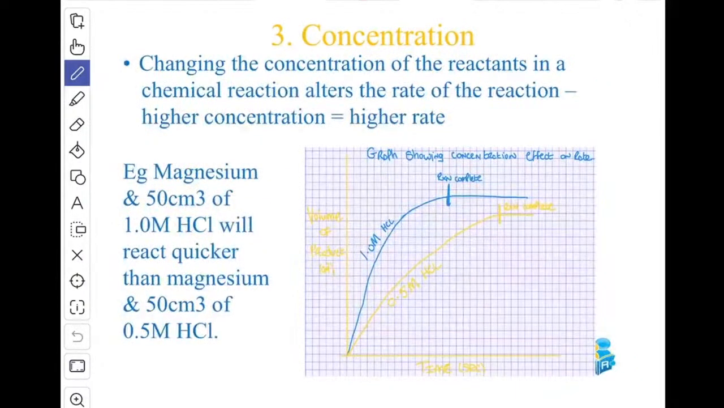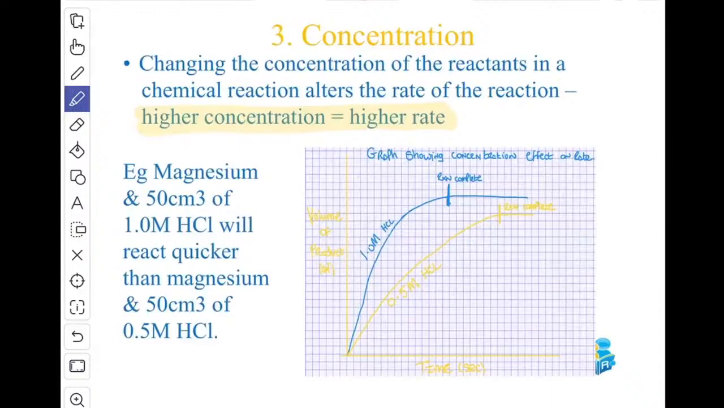So the next factor that we're going to look at is concentration, and changing the concentration of a reactant in a chemical reaction can alter its rate. And again, similar, we can say higher concentration means higher rate. So the higher the concentration, the higher the rate.